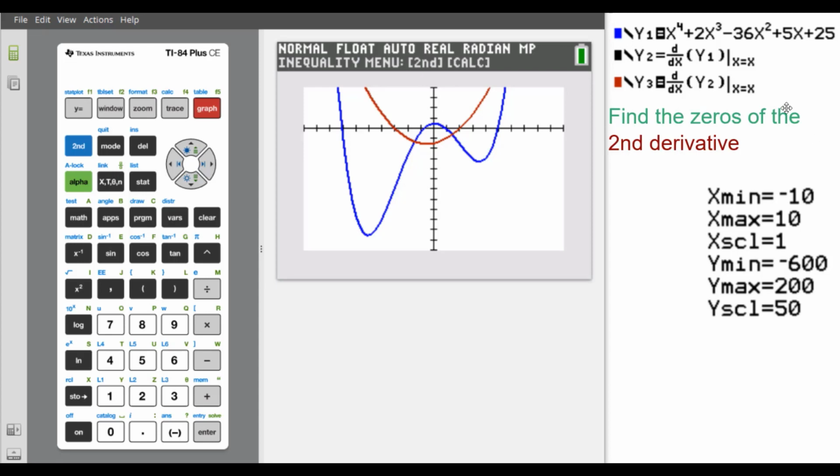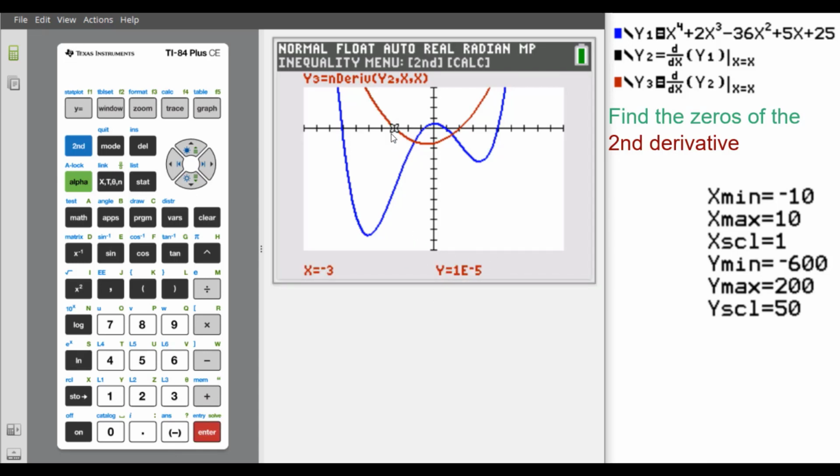By inspection, we'll find the zeros of the second derivative. They appear to be at -3, so I'll trace and make sure I get onto the second derivative graph and trace to -3. And you can see that that is close to 0 there. And then also at +2, also close to 0. So those would be the zeros of the second derivative.